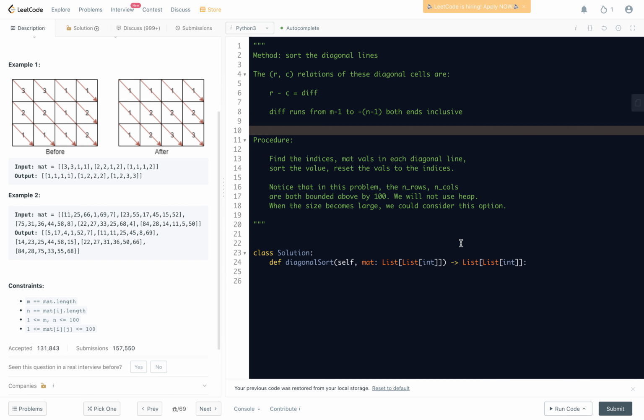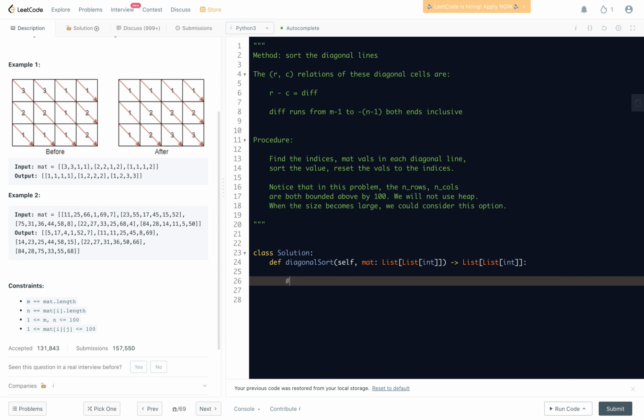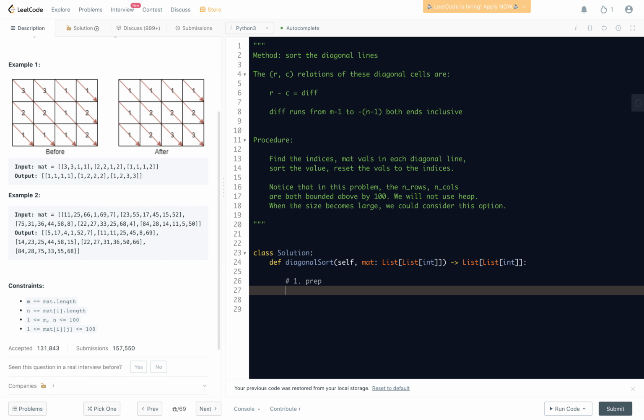With that said, let's look at the code. The code is very straightforward. First, we are going to make some preparation. We're going to get m and n, in other words, the number of rows and the number of columns.